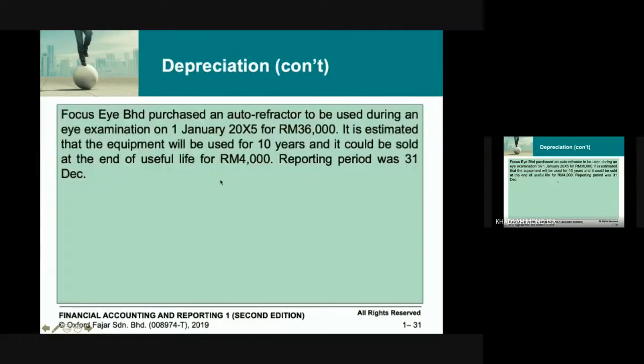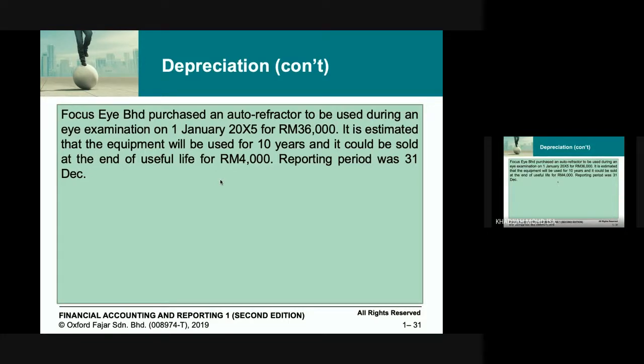Okay, this one: Focus Eye purchased an auto refractor to be used during eye examinations for 36,000. So that's the cost. It is estimated that the equipment will be used for 10 years and it could be sold at the end of its useful life for 4,000. The reporting period ends on 31st of December. So now you have the information: the cost is 36,000, you can use it for 10 years, and the residual value is 4,000.